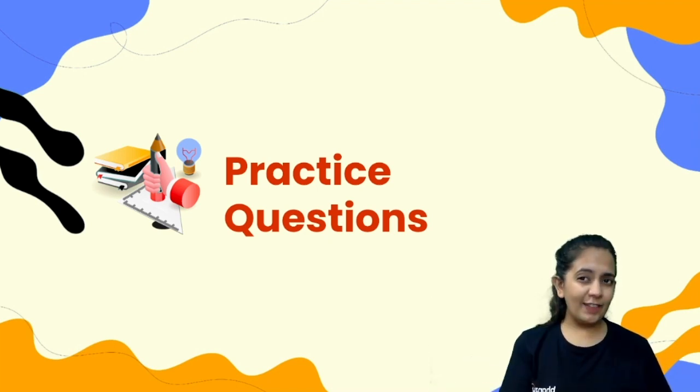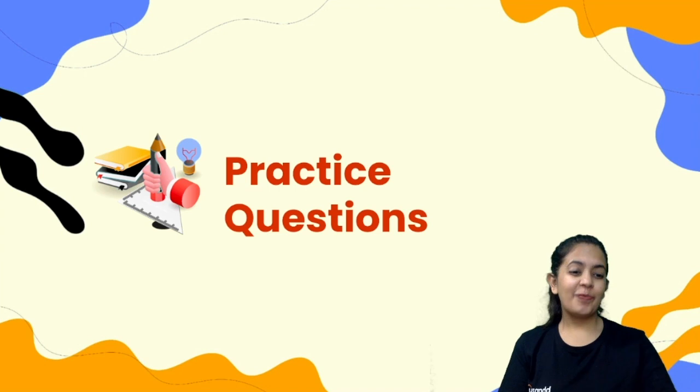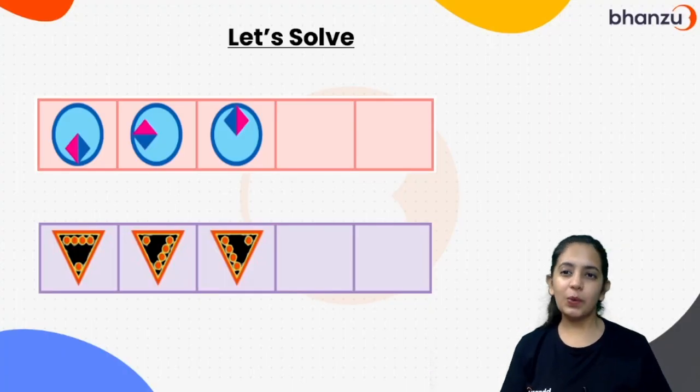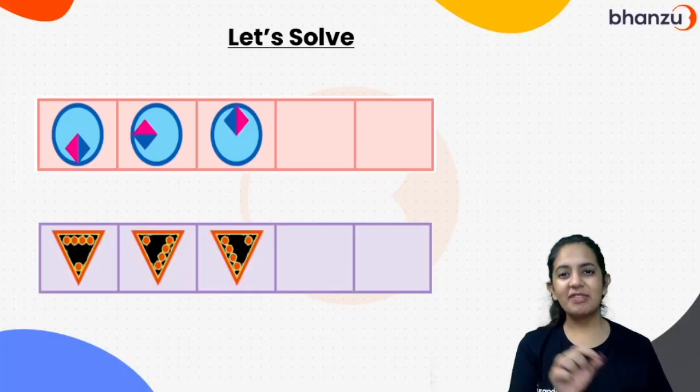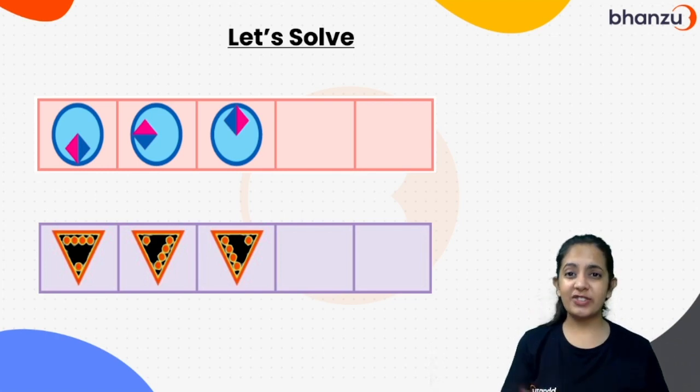What have we studied in this chapter? Alright, the very first question is over here. What will come in the next two boxes in these two questions?